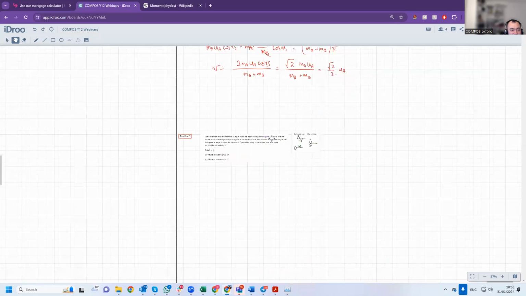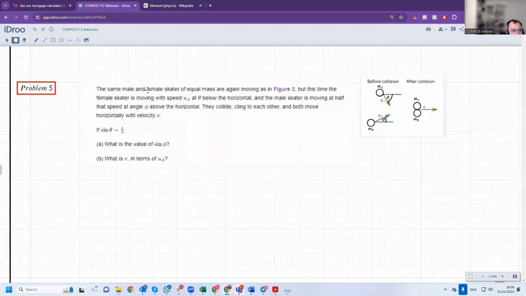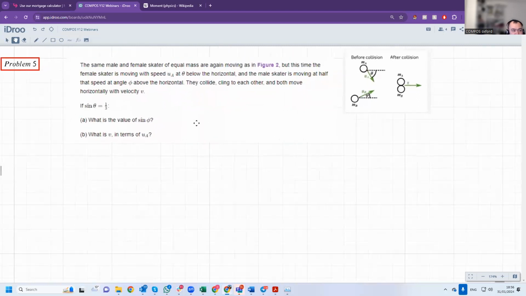Because the mass is equal. Now the same skaters. Same male and female skaters, equal mass, are moving again. But this time the female skater is moving with speed UA at theta below the horizontal, and the male skater at half that speed. So we already know that UB is 1/2 UA.